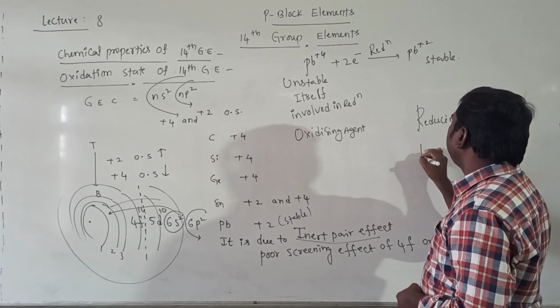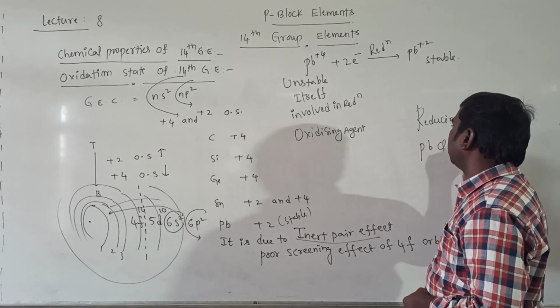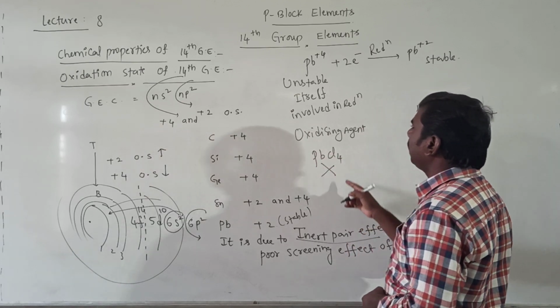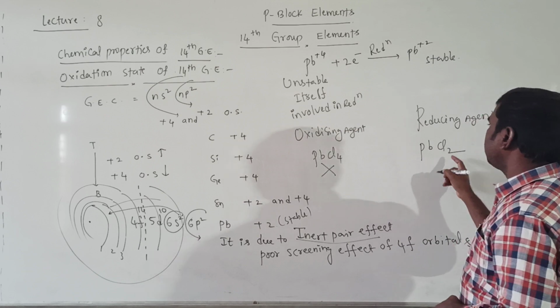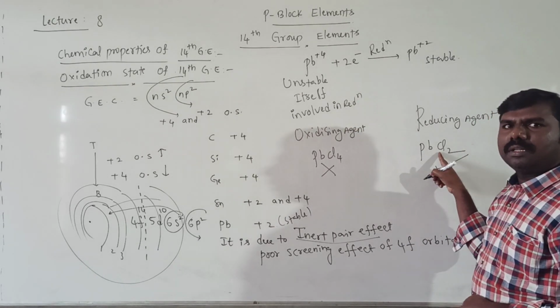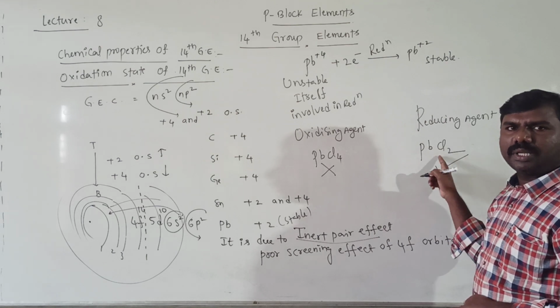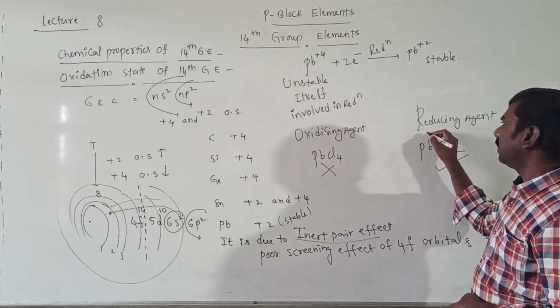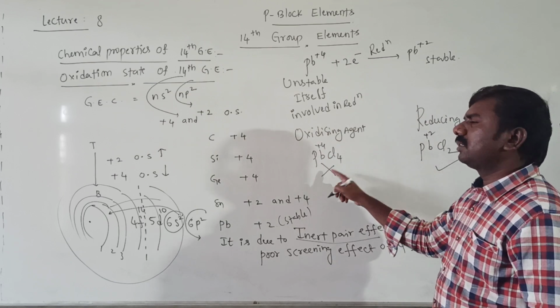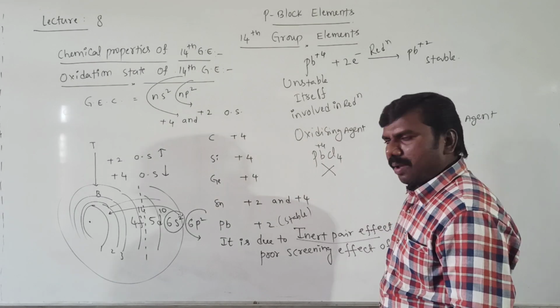An example is PbCl2 and PbCl4. PbCl4 does not exist because it is unstable. PbCl2 exists because it is stable. 2 Cl minus 1 gives 2 into minus 1, minus 2, which must equal 0, so lead is plus 2. Plus 4 is unstable, plus 2 is stable.